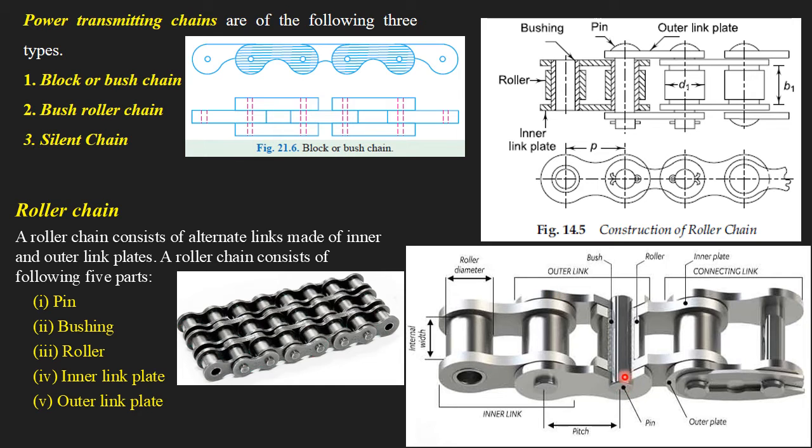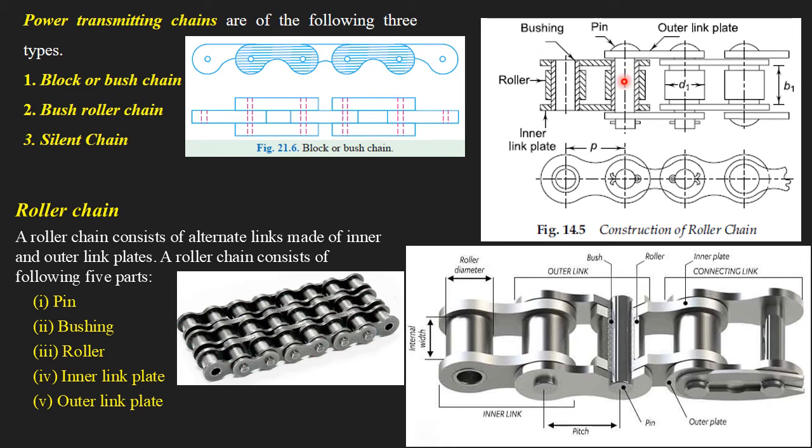So this pin provides the necessary flexibility for the chains to be wrapped around the sprocket wheel. The same schematic diagram is shown here. As you can see here, this one is the bush. Around the bush there will be a roller, and this bush is fitted to an inner link plate on both ends. Here also, inner link plate.